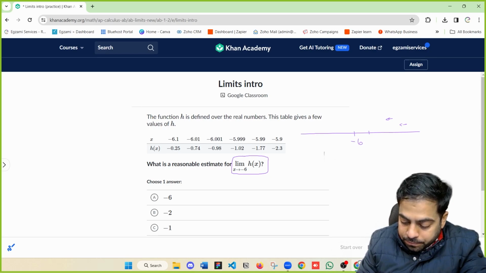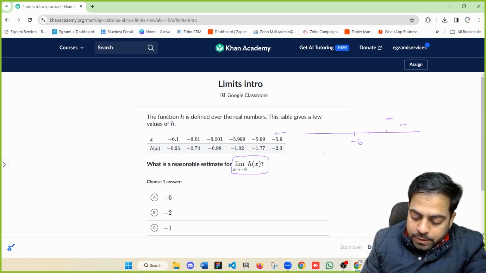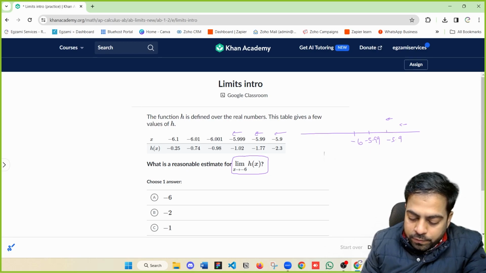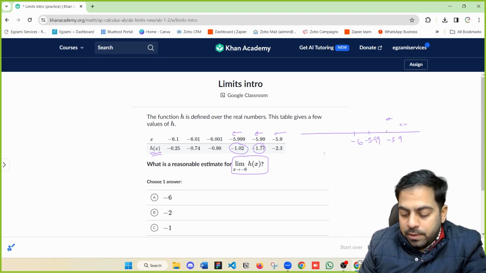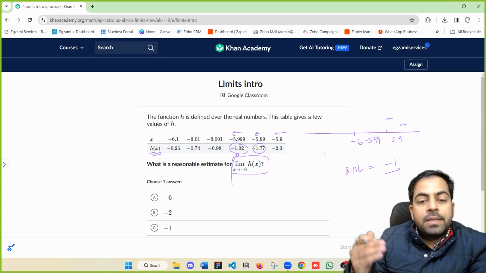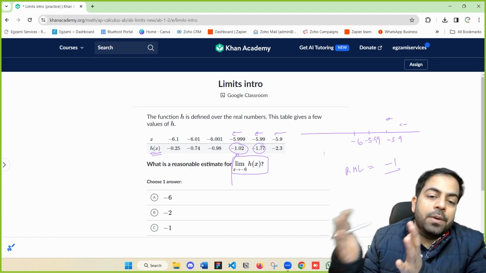Let's say I'm coming from this side, the right hand side: minus 5.9, minus 5.99, and then minus 5.999. As you can see, the value of h of x is approaching minus 1.02, so it is approaching minus 1. So my RHL is minus 1. We don't see this value, we see what value it is approaching.